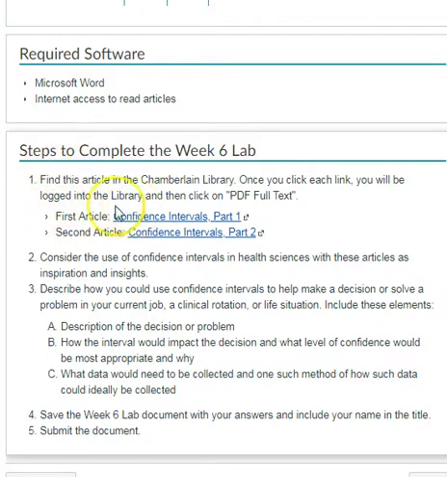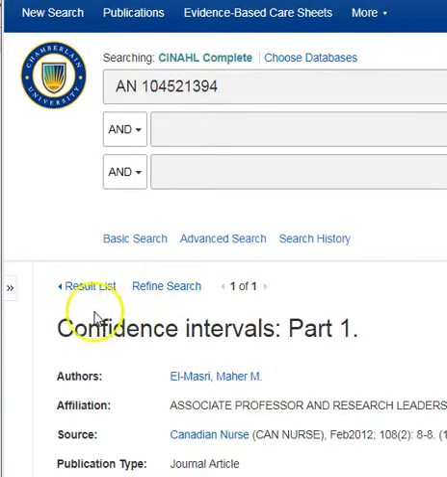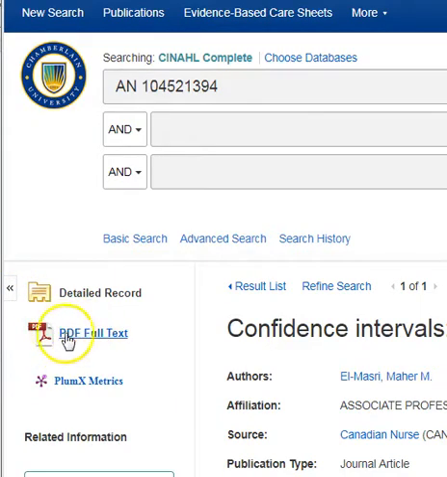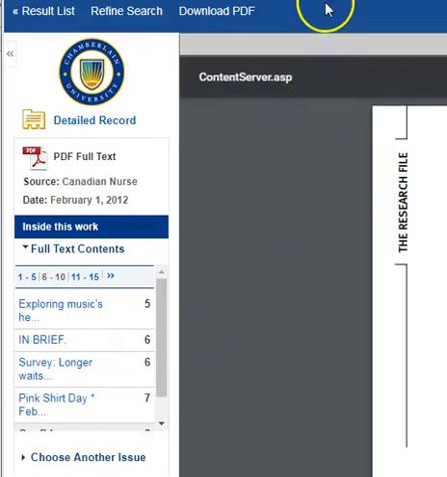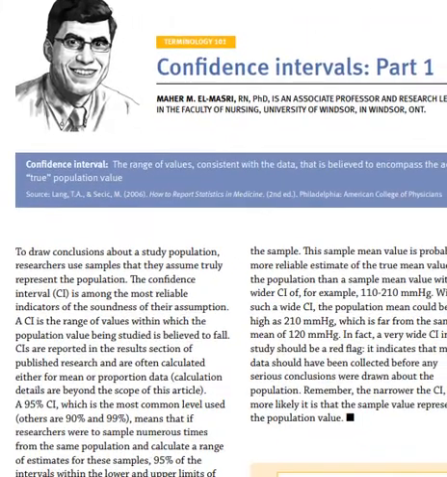So the first thing you'll want to do is read these two articles. They're 1 page long each, so they don't take long, and they give some very good examples of how confidence intervals can be used in the health science field. So click on them, and they'll take you directly to the article, but you need to click on full PDF, and it could be hidden. If it's hidden over here, just click the arrows. You need the full PDF, PDF full text. And then the whole article will pop up. And like I said, it's just 1 page long, and it's a good read about confidence intervals.